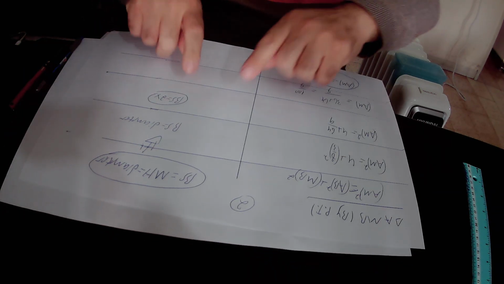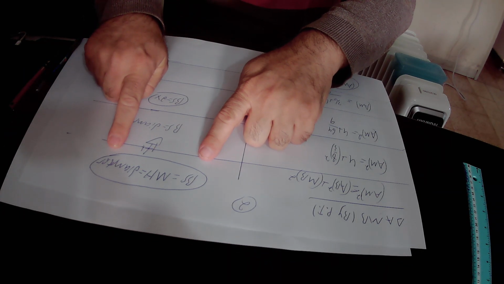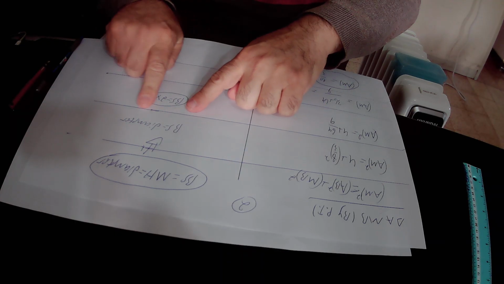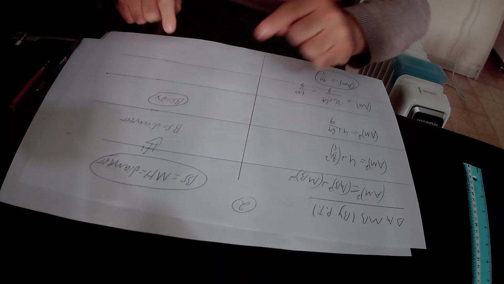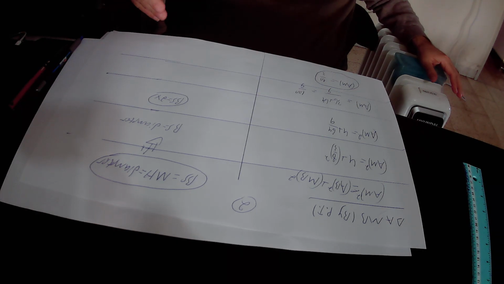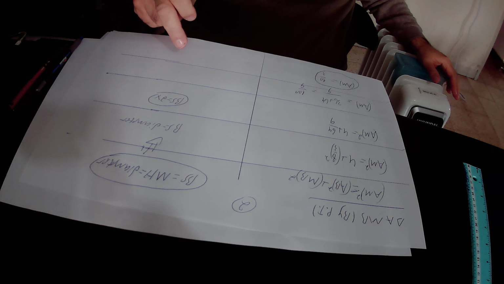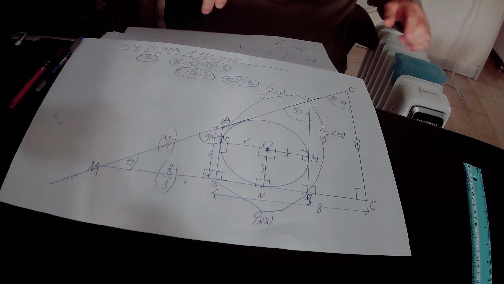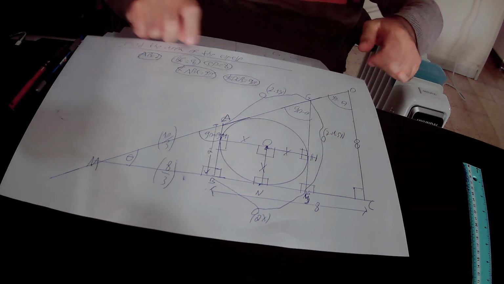And from this equation, BS equals MH equals the diameter, we derive that BS is also the diameter of the circle. And we know that the diameter of any circle is twice as long as the radius. And the radius is x, therefore the diameter BS must be equal to 2x. So here, BS equals 2x.